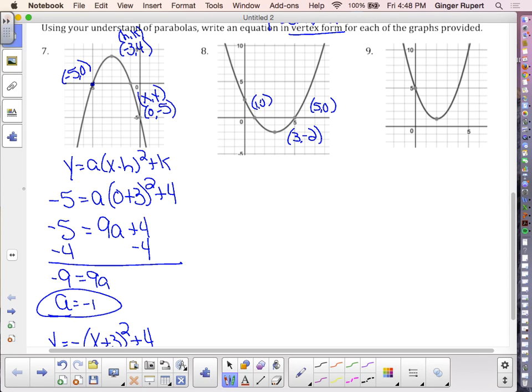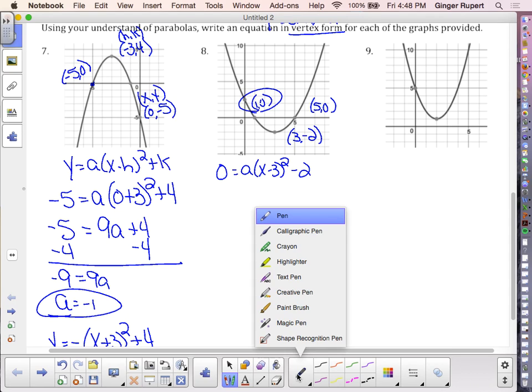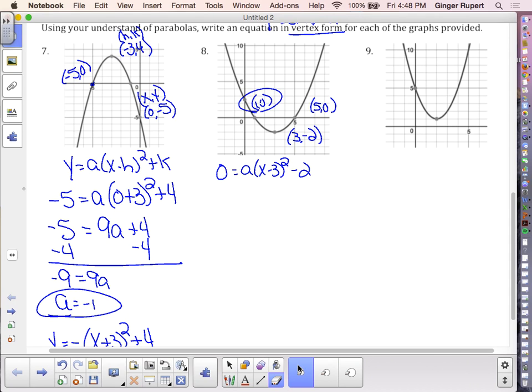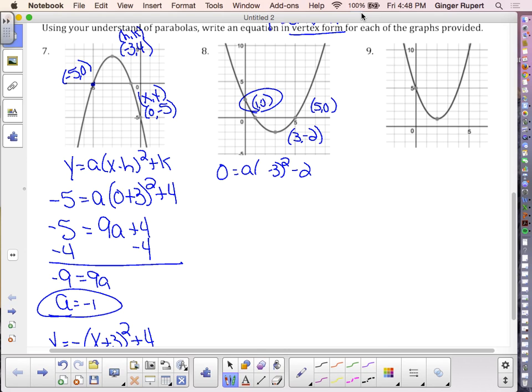So we're going to substitute in both the ordered pair and the vertex. So the ordered pair I'll use is this one at 1, 0. So 0 is equal to a times x minus 3 squared minus 2. Oh, look, I forgot. I'm going to put in my x value there, which is a 1, from the ordered pair I'm using. So I'll substitute in my 1, add the 2. 1 minus 3 is negative 2. Negative 2 squared is 4. That gives me 4a. So a is equal to 2/4 or 1/2.